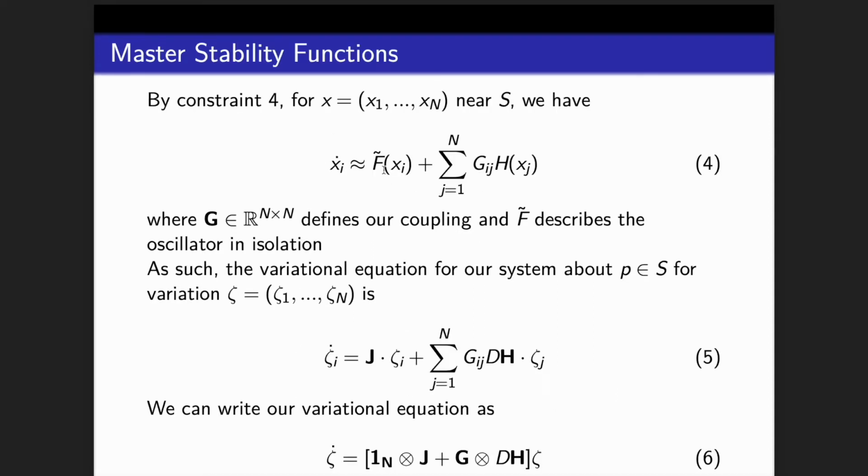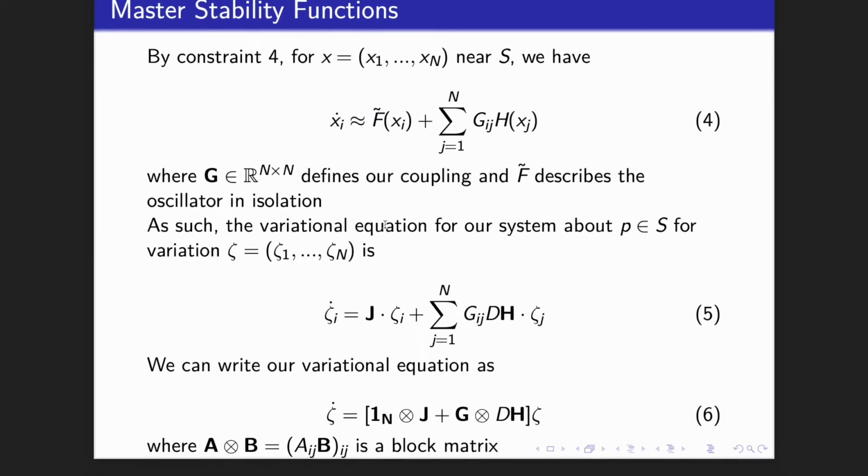Now, based on our constraints, we have the following form. If our state is near S, we have the following form for the above equation, where G here is denoting our coupling. So for the coupling, we're just taking the signals in and adding them to the derivative here. And this F tilde is accounting for the fact that the oscillator in isolation is identical. So they have the same f tilde for all the oscillators.